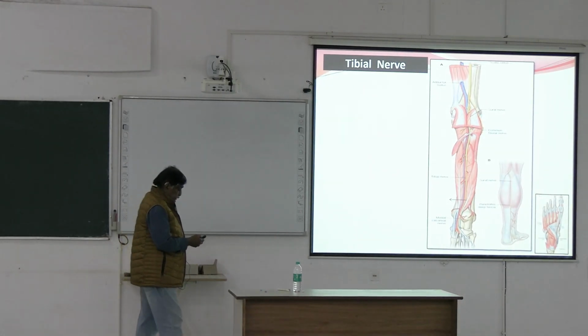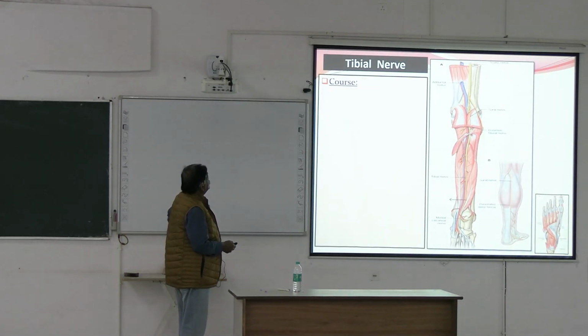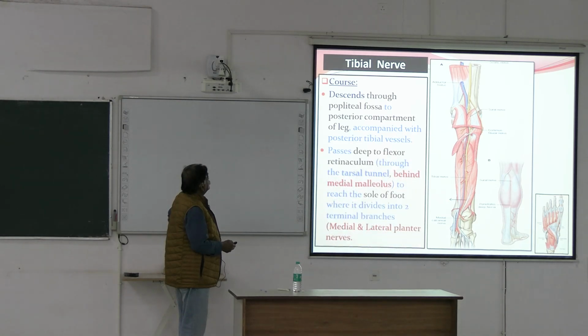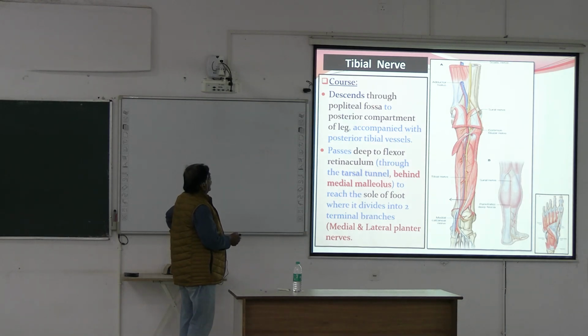Now, the tibial nerve descends through the popliteal fossa to the posterior compartment of the leg, accompanied by the posterior tibial vessels. It passes deep to the flexor retinaculum through the tarsal tunnel and behind the medial malleolus to reach the sole of the foot, where it divides into two terminal branches, the medial and lateral plantar nerves.